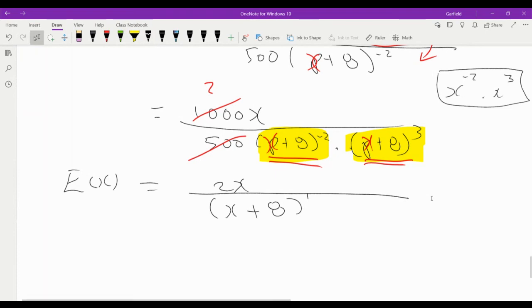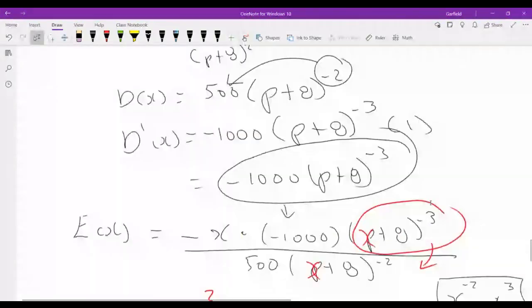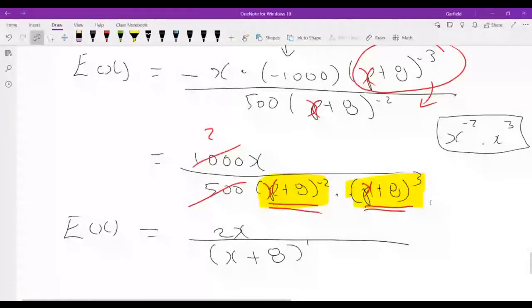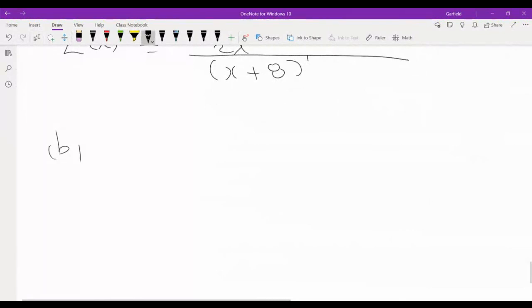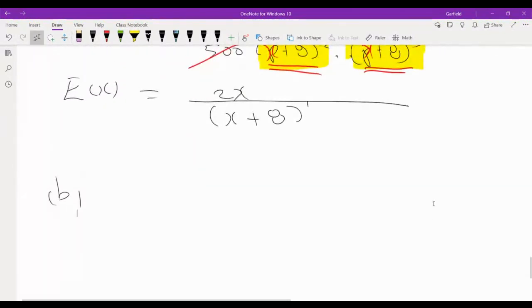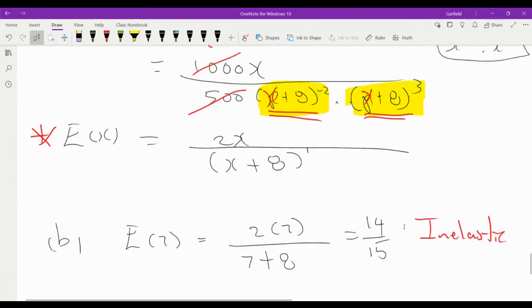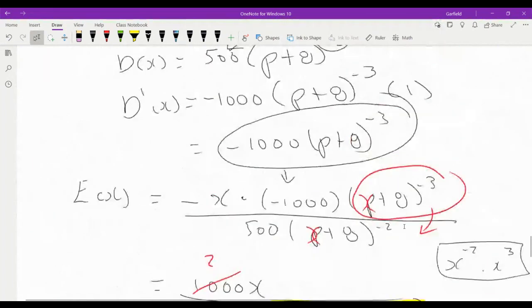So that's our elasticity. What else do they ask us to find? Find elasticity at p is equal to 7 and state whether it's elastic, inelastic, or unit elasticity. So we're finding E of 7 is equal to 2 times 7 over 7 plus 8, which is 14 over 15. By now we know that this is the easy part, right? The difficult part is actually finding the elasticity function. And part C, sometimes a little challenging too.